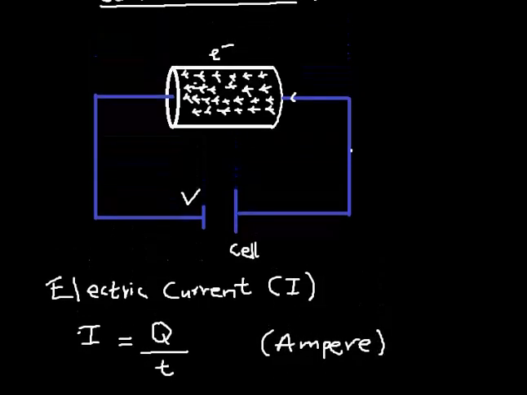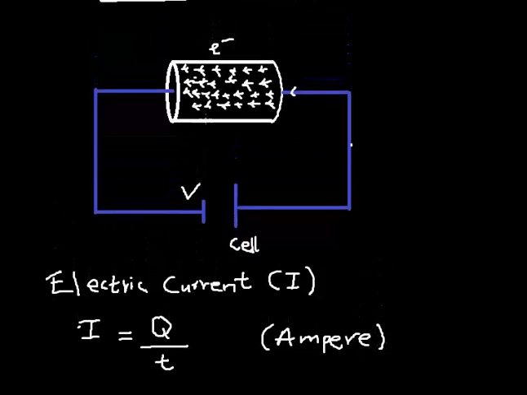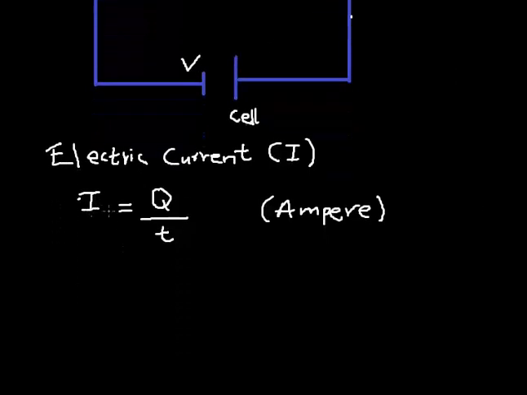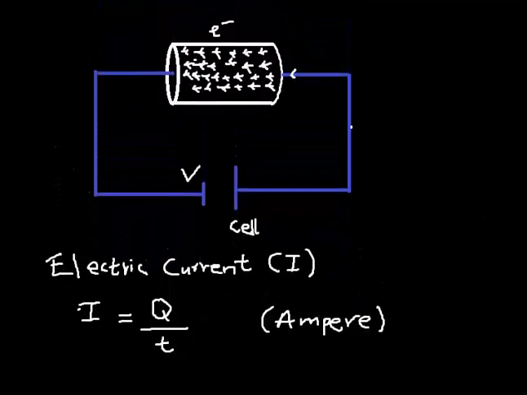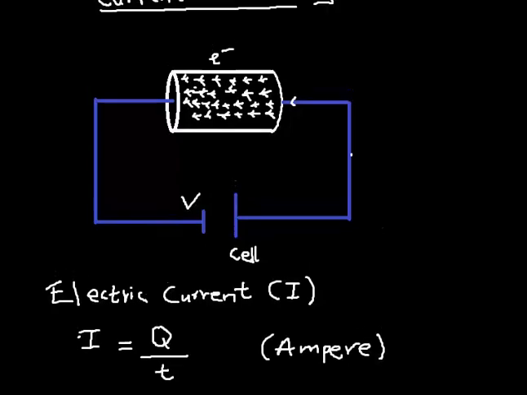Which simply means that this conductor is being supplied with potential difference, and there is a flow of charge, some quantity of charge flows through this conductor. Now this is one formula for electric current. There's another way of expressing electric current. Now let's look at another form of expressing electric current.